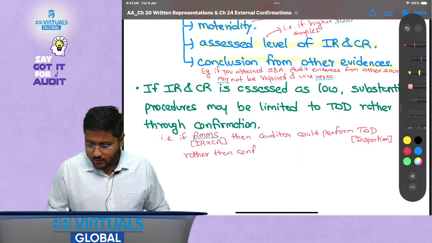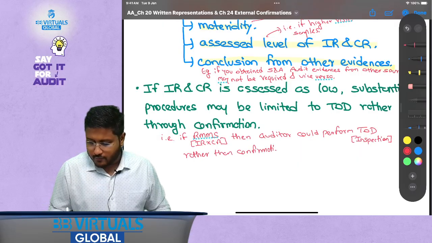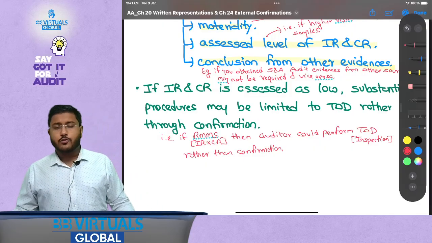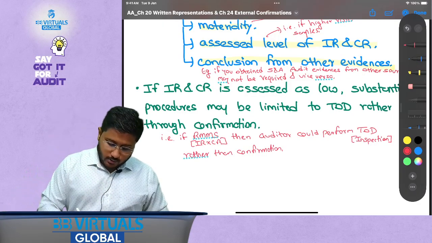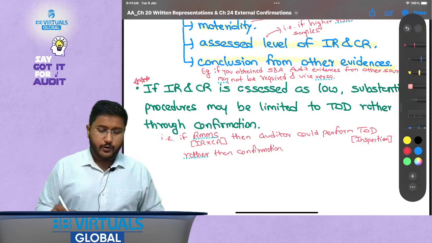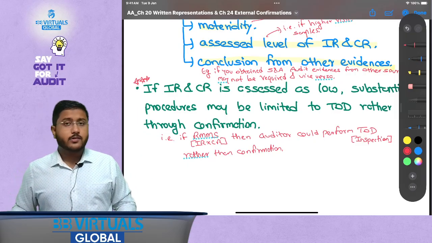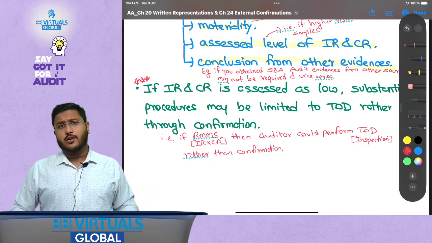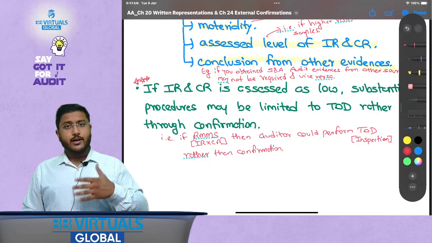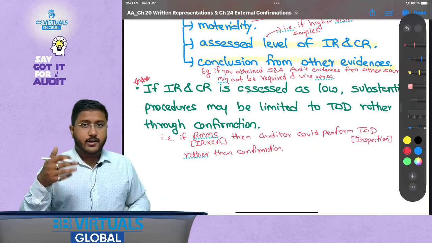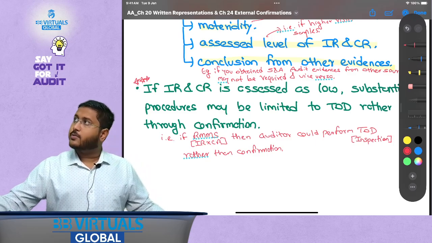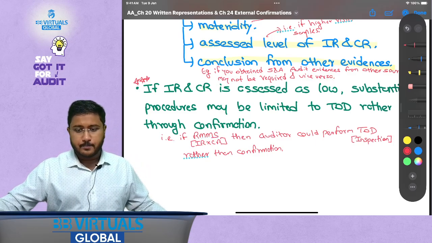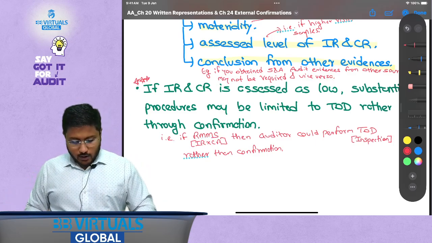That is, auditor could rely more on vouching, verification, inspection of documents rather than the confirmations, and that is appropriate. This is also a very important area for you to remember, because there might be certain case studies where this information might be given, that the auditor has assessed the IR and CR as low. Okay, I hope this is clear. Now let's move forward.